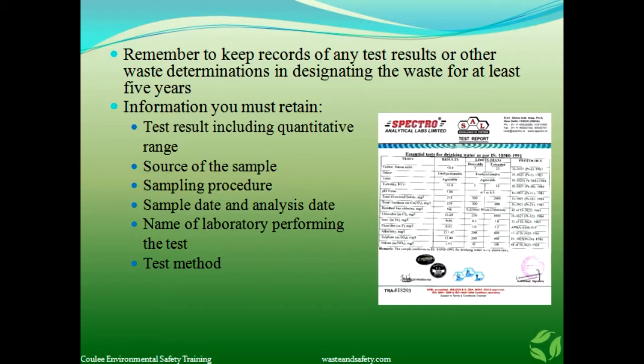The test results used to determine the waste must at a minimum contain the following information. So in addition to the analytical result, the source of the sample should be given, the sampling procedure used to collect it should be given, and the date the sample was collected, the name of the laboratory that performed the test, and the testing date and method used. The analytical results should also include the quantitative range or the testing method used for the analysis for any analytes that were not detected in the waste as well.